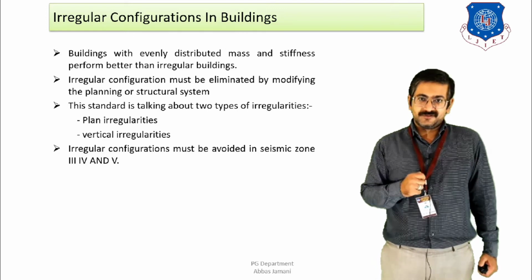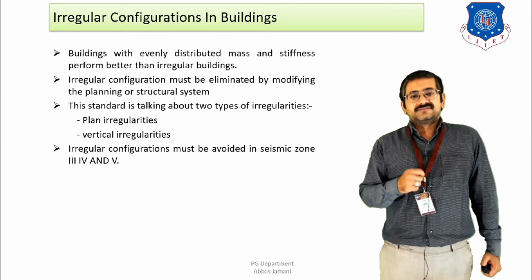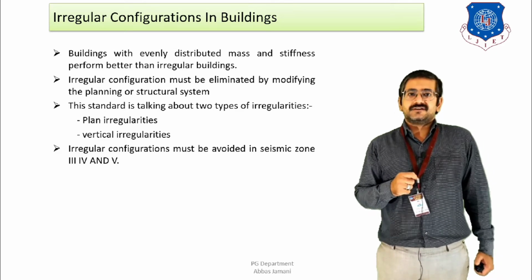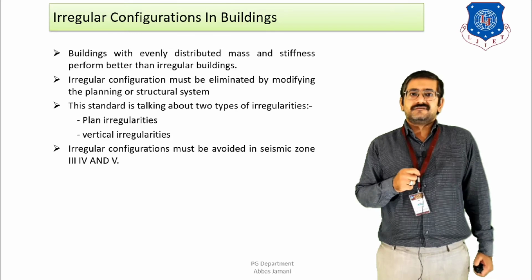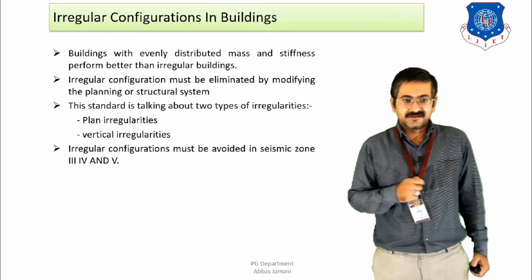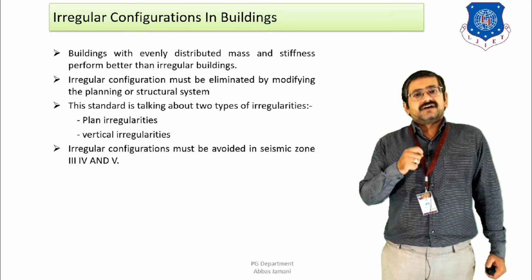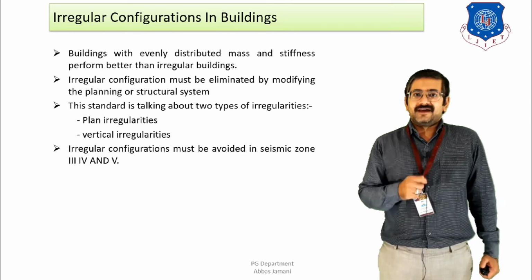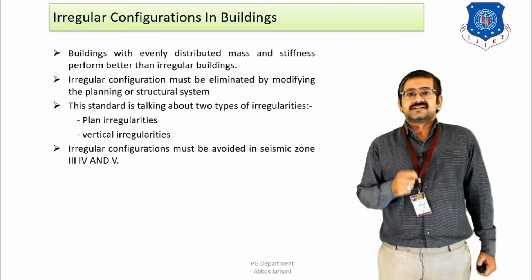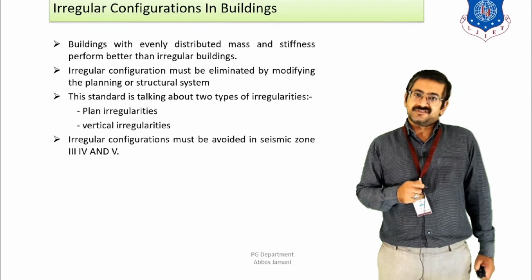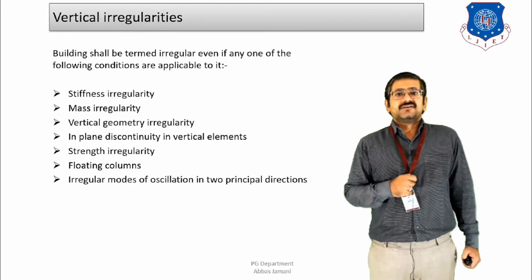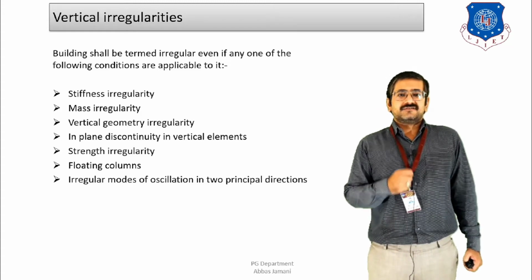And wherever modification is not possible, in the majority of cases the code suggests the use of dynamic analysis methods, that is, either the time history method or the response spectrum method. In high seismic zones, that is zones 3, 4 and 5, the code suggests that irregular configuration in the structure should be avoided wherever possible. So in today's lecture, our focus is on the presence of vertical irregularity in the structure.